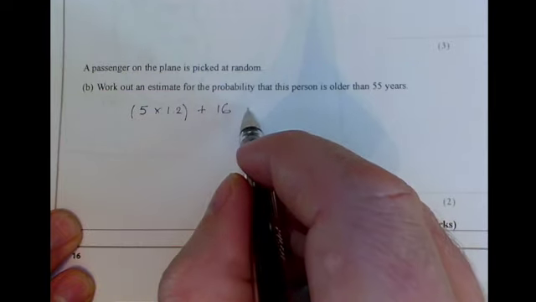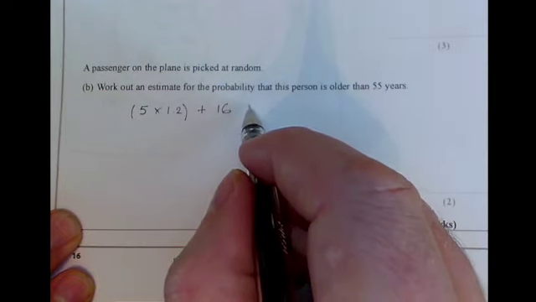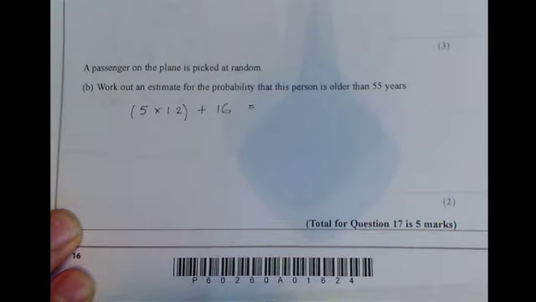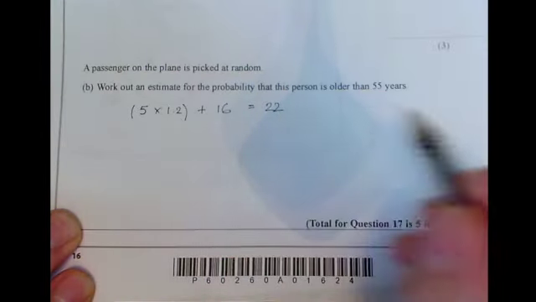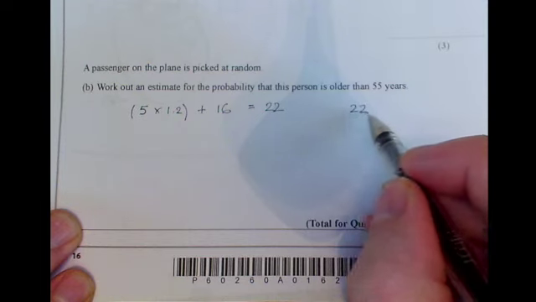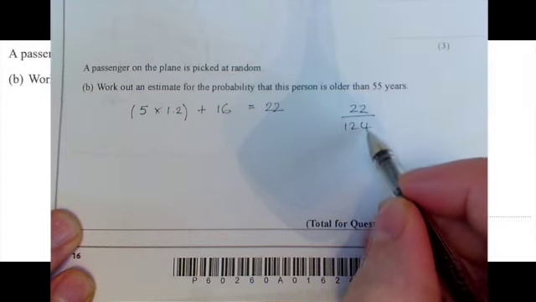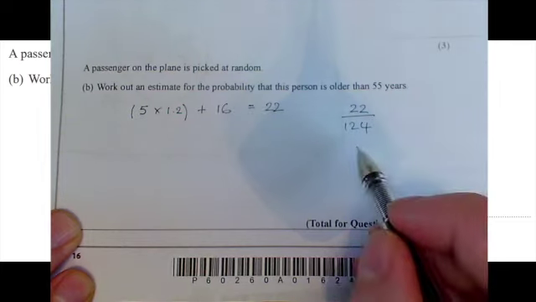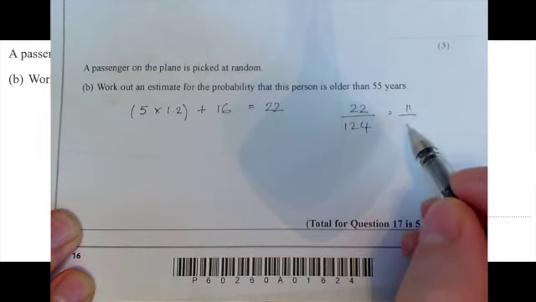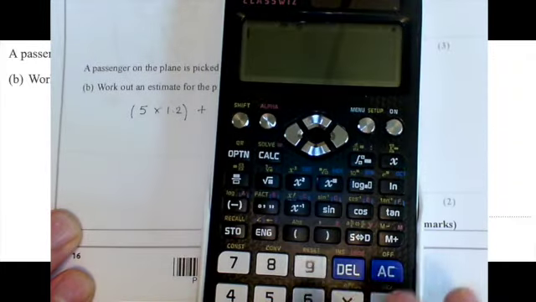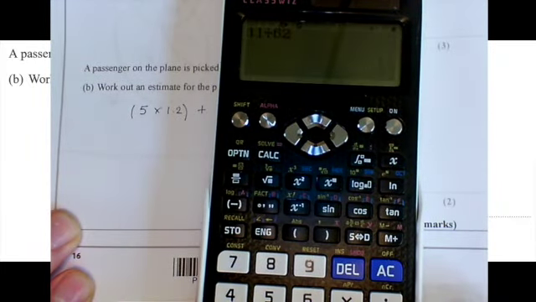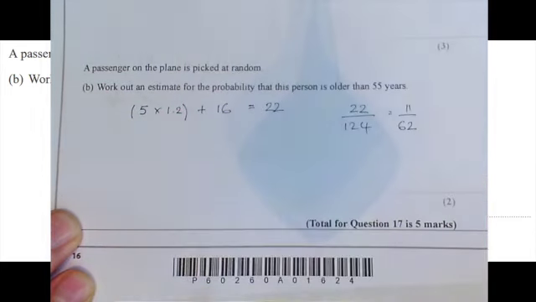So 5 times by 1.2 plus 16 is going to be 22, isn't it? Because 5 times by 1.2 is 6. So I reckon the chances of someone being 55 or older is 22 out of the 124, which we can simplify down to 11 over 62. And that, I believe, is as simple as that one gets. Alright, so that's the answer. That's my probability.